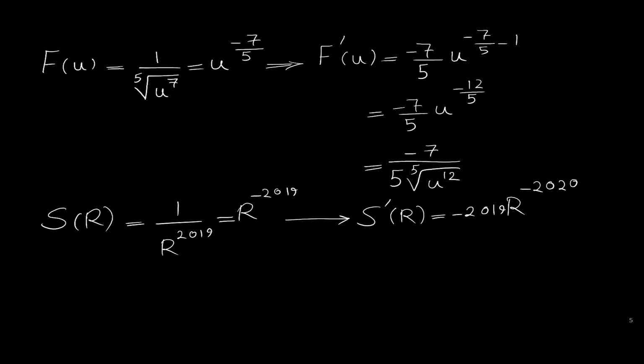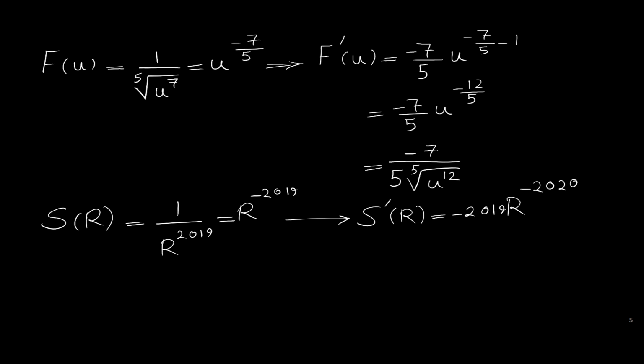One of the common mistakes that I've seen between students is that when they want to subtract the power by 1, instead of subtracting, they add to the power. And they think the power becomes negative 2018, but it's actually negative 2020. Negative 2019 minus 1 is negative 2020. So be careful about this.